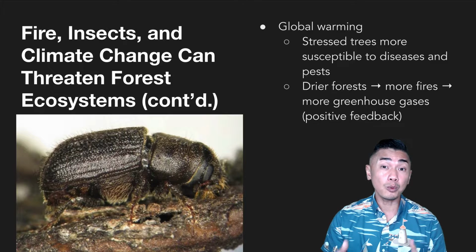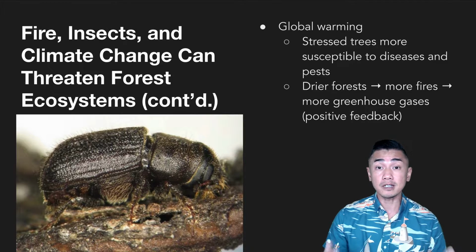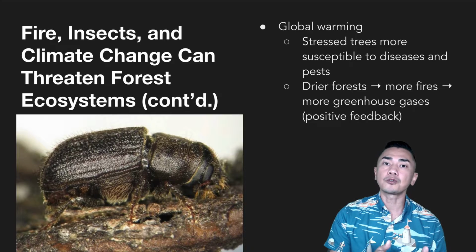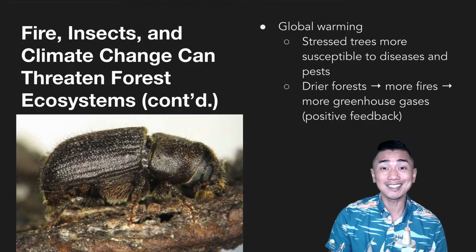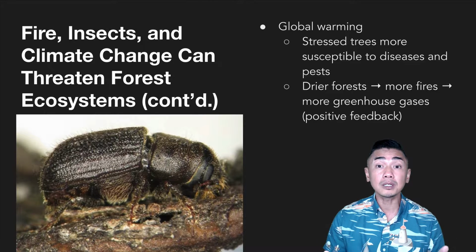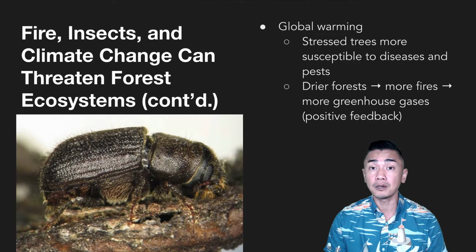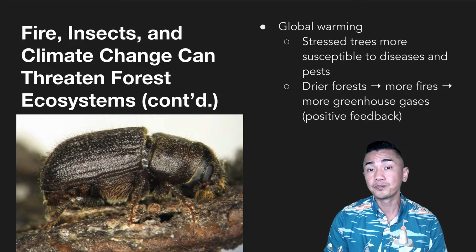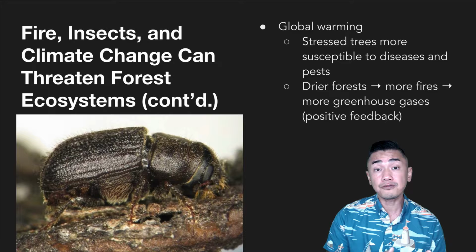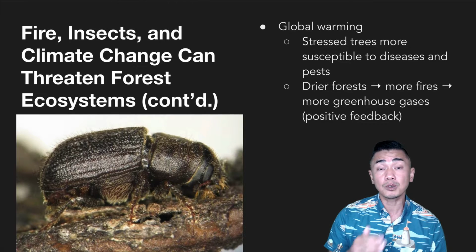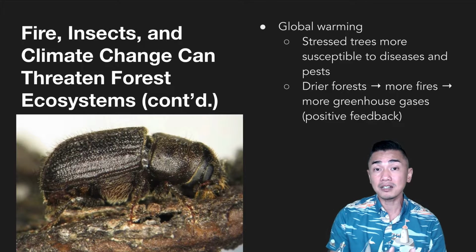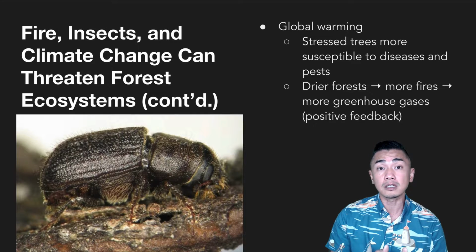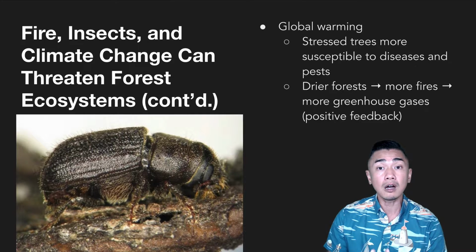Climate change and global warming are also threatening forest ecosystems. Trees that are stressed by drought and higher average temperatures are more susceptible to disease and pests. The mountain pine beetle pictured here has decimated millions of acres of forest in Colorado and British Columbia in Canada. Another issue is that drier forests lead to more forest fires, which lead to more greenhouse gases in the atmosphere. This is an example of a positive feedback loop, and it's going to be harder to slow down or stop the longer we do nothing about it.